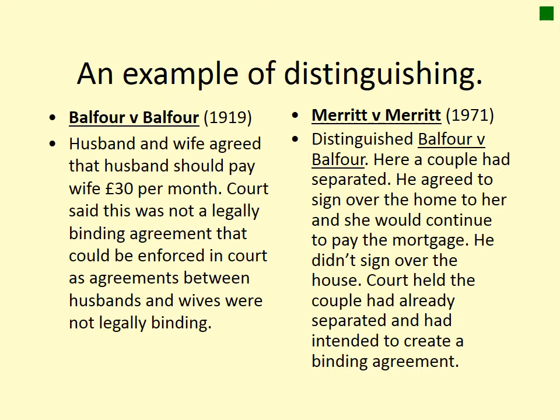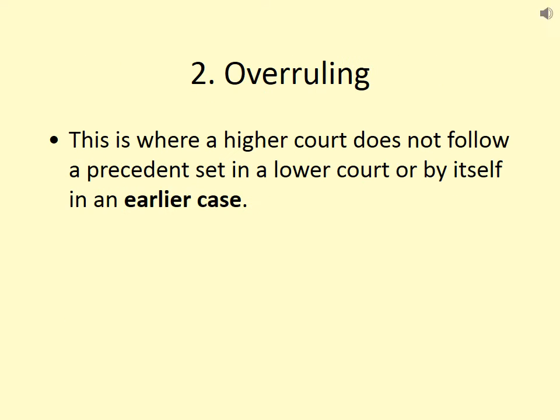Balfour and Balfour was distinguished from the case of Merritt and Merritt, because in Merritt and Merritt, the couple had already separated when they made their agreement, and the husband agreed to sign over the home if the wife continued to pay the mortgage. The court held that the couple had already separated, and therefore they intended to create a binding agreement. The other difference in Merritt and Merritt was that the agreement was written down and they'd both signed it, which showed that they intended to stick by it.